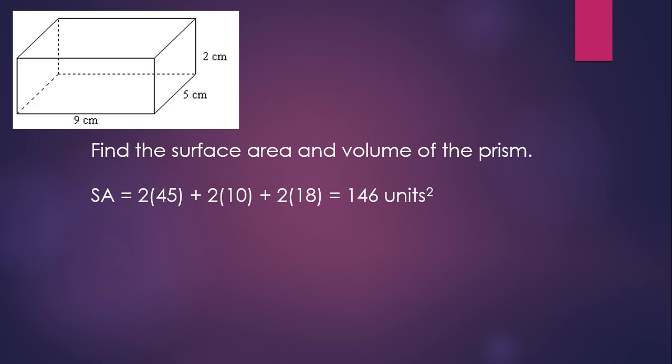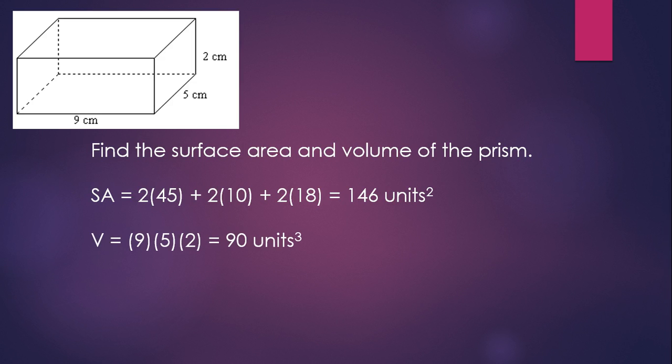Since this is a rectangular prism, we can find the area of each of the rectangles and then double the area because we know that there are 2 identical rectangles of each size. So there's 2 rectangles that are 9 by 5. There are 2 that are 2 by 5, and there are 2 that are 2 by 9. So we have a total of 146 square units of surface area.